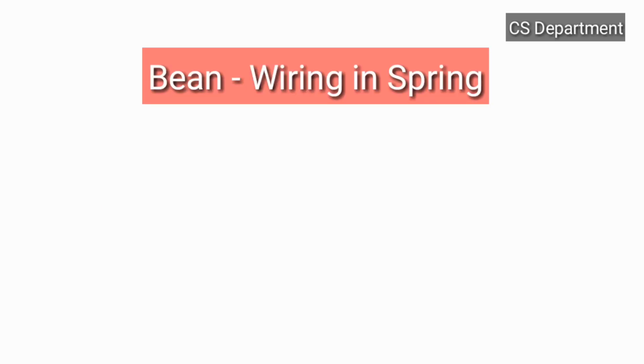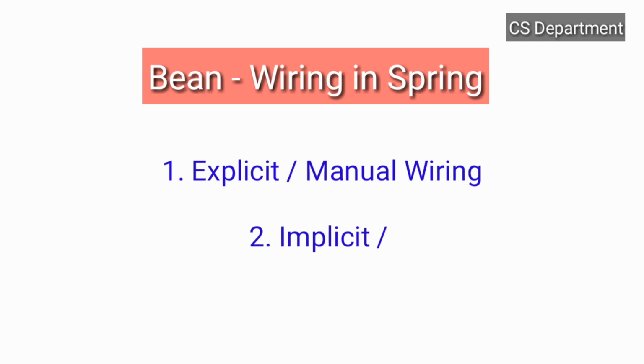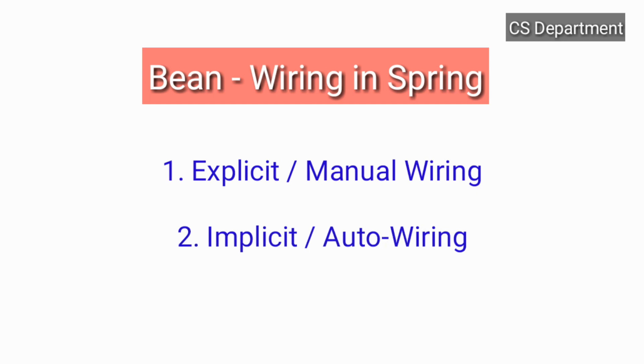Bean wiring is a topic where we are injecting dependent class object into a target class, and this is done by two ways. The first way is explicit wiring and second is auto wiring. The explicit wiring is a wiring where in an application context or XML file, the Spring Bean configuration file, we configure the dependent class, and we inject the dependent class in the target class using constructor-arg tag or using property tag.